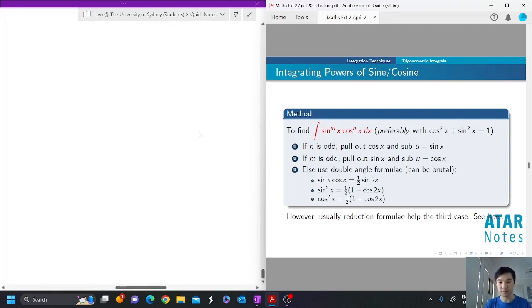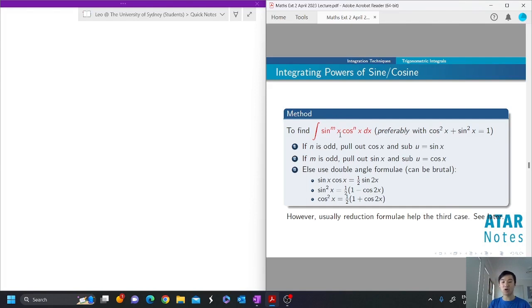So if we have powers of sine and powers of cos multiplied together, the trick is if your power of cos is odd, pull out the cos and use your substitution u equals sine x. Pull out one of the cosines so you can get a cos x dx. When you use u equals sine x, du dx becomes cos x, so du is equal to cos x dx. So pull out the cos and use u equals sine x.